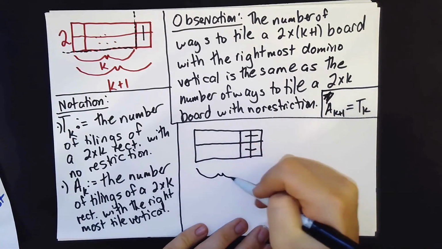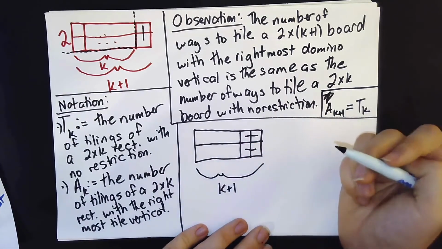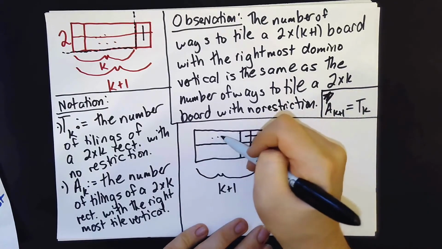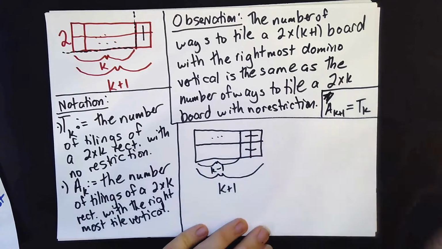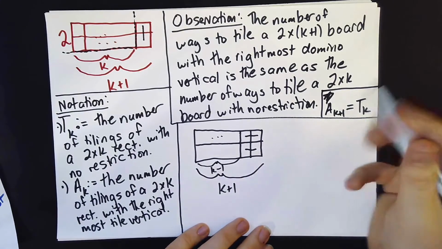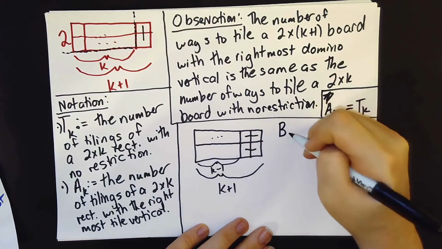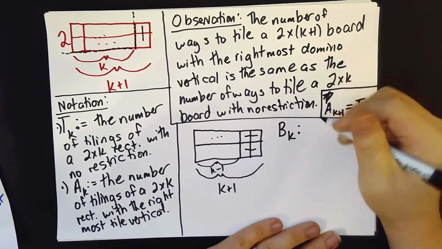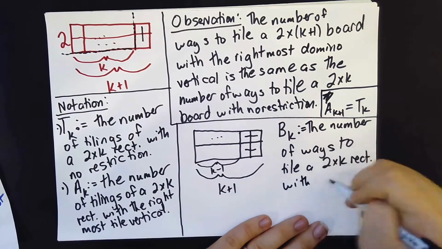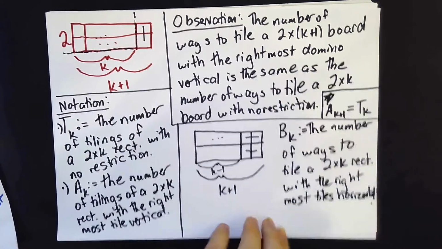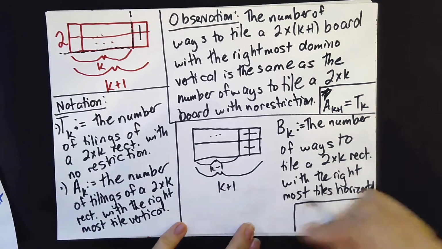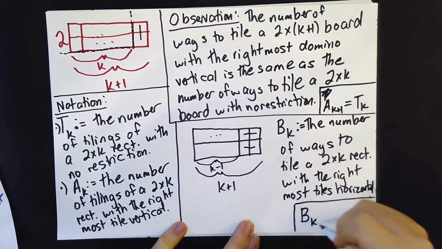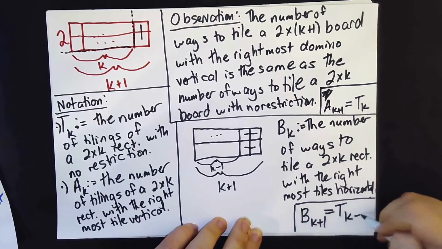Okay, so this is k plus 1 again. And now when I'm counting these, I'm really tiling this piece that remains. But how big is this piece that remains now? This piece that remains is now k minus 1, because it's k plus 1 minus 2. I'm going to go ahead and give this a name too. Namely, I'm going to say that B sub k is the number of ways to tile a 2 by k rectangle with the rightmost tile horizontal. And I can again summarize my observation here in a pretty straightforward way, which is that B sub k plus 1 is the same thing as T sub k minus 1.